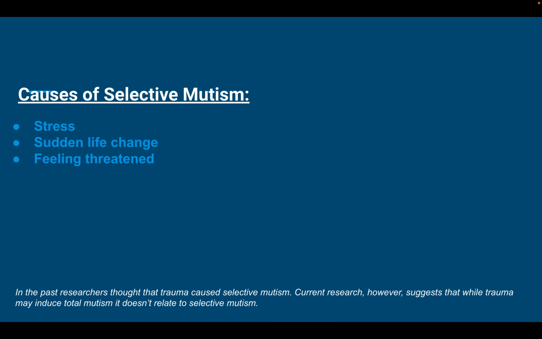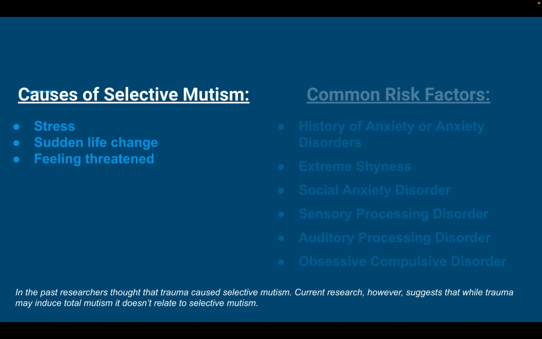So remember, with selective mutism, the child is verbal at home. They are able to communicate, but at school, they do not. So those are some of the causes.